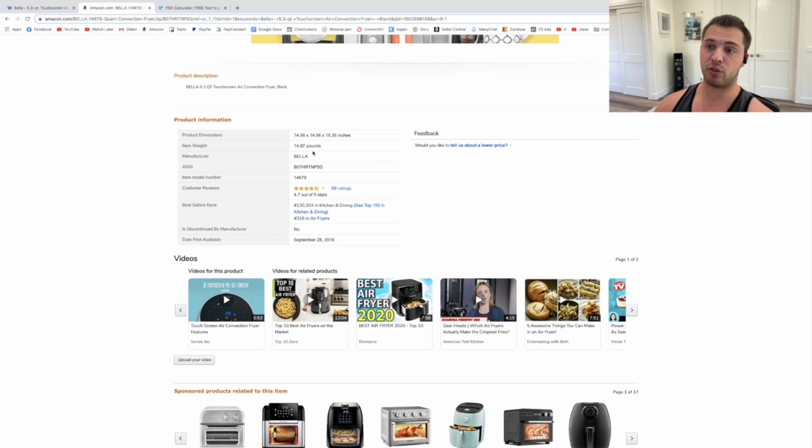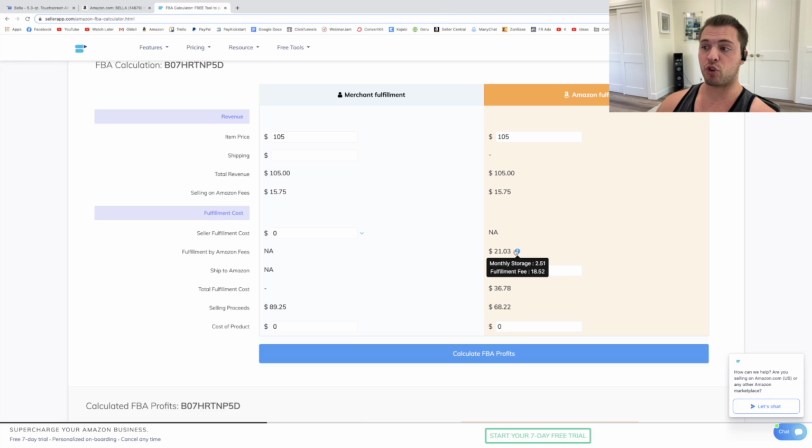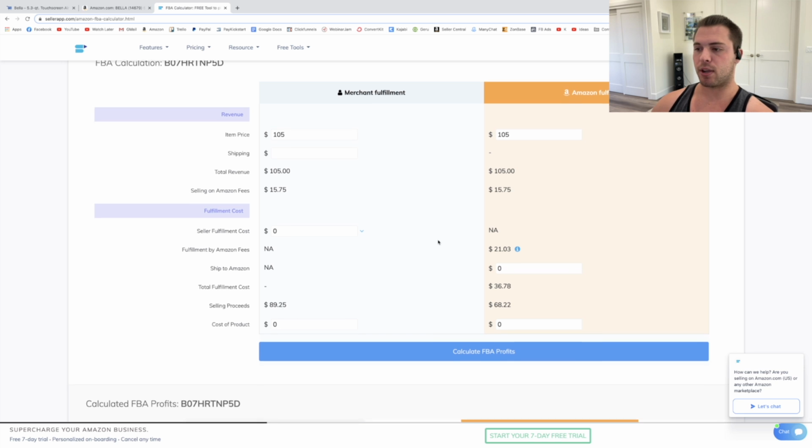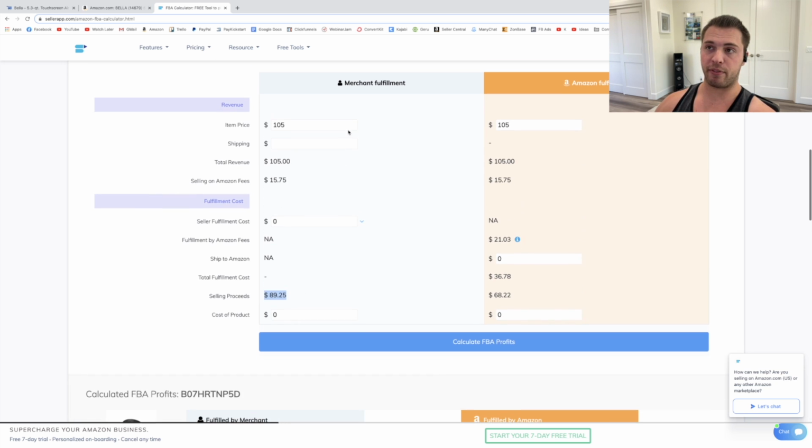It's 15 pounds, which is why the fees over here are $21. So if you're going to sell this product for $105 and you're fulfilling it yourself, you're going to get $89, and that is going to be your profit. But you have to account for how much your shipping is going to be to ship it to the person. And my guess would be something around $15, $20. So you'd have to subtract that from there.